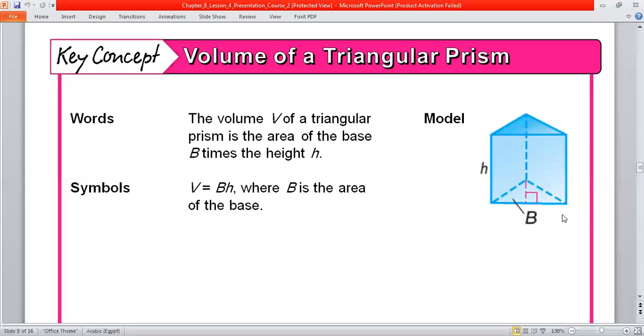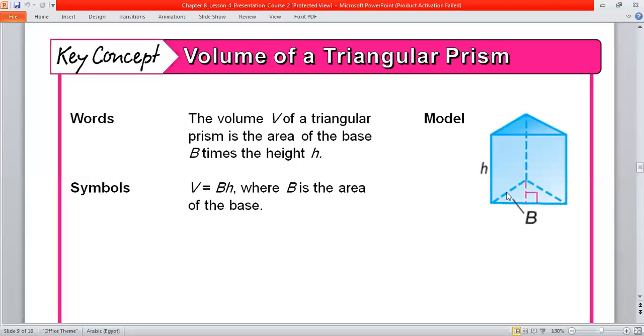So if we have a triangle of this shape, my friend, and this is the base and this is the height, we will find the base area, and after that we will multiply that by the height. So again, what is the volume of the triangular prism? We multiply the base area times the height. So the volume is equal to base area times height.